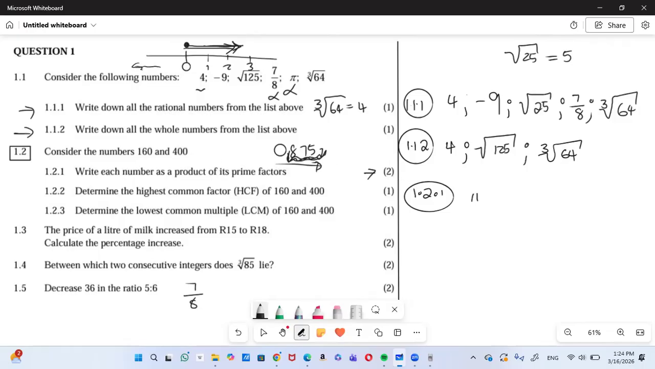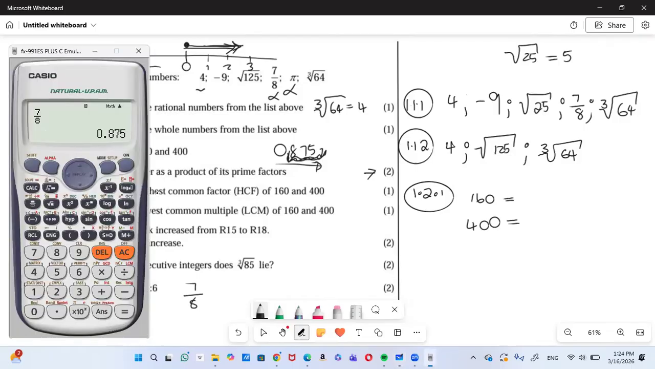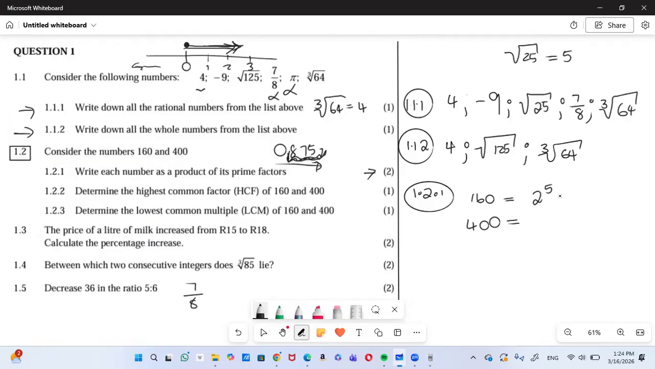So we're going to have 160 and 400. And they said we should write them as the product of their prime factors. So now we go to our calculator. For the first one, 160, we're going to write it down. It's going to be 160. Then you press the equal sign. You press the shift button, then you press the factor button. There it gives us how much? 2 exponent of 5 multiplied by 5.